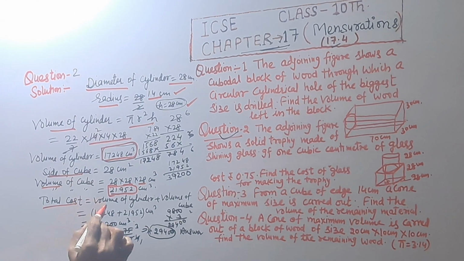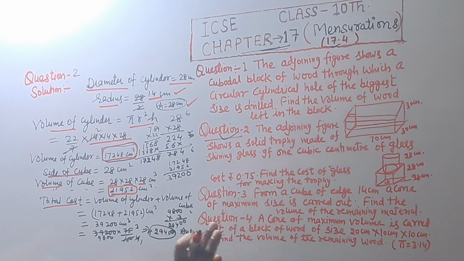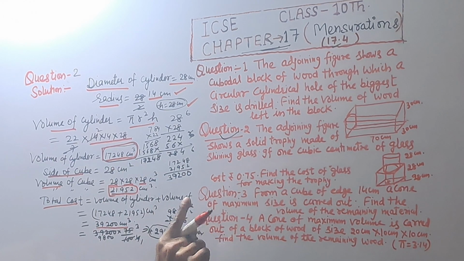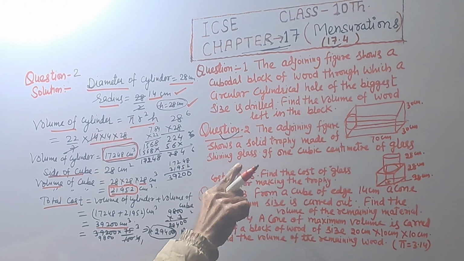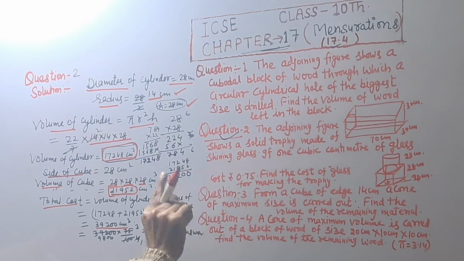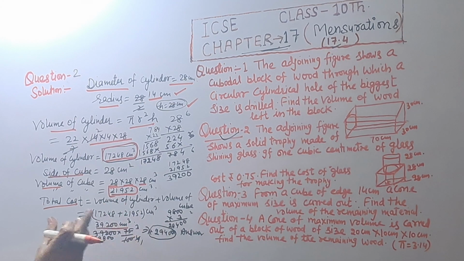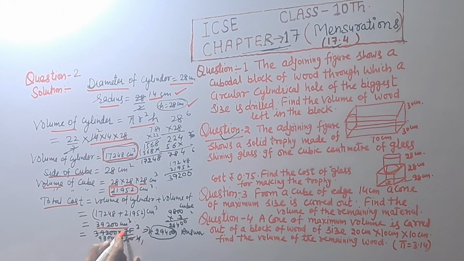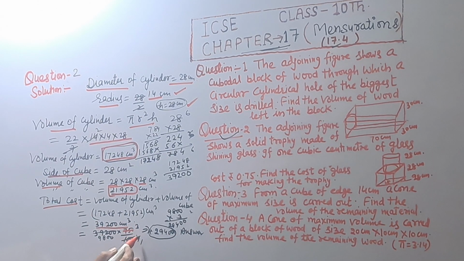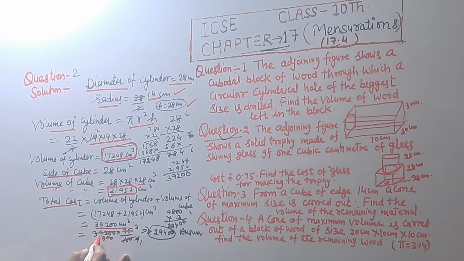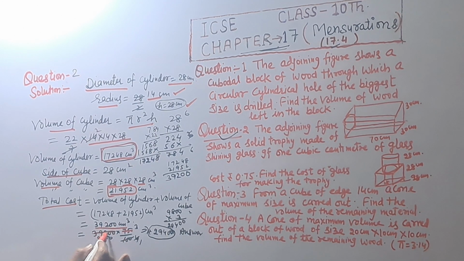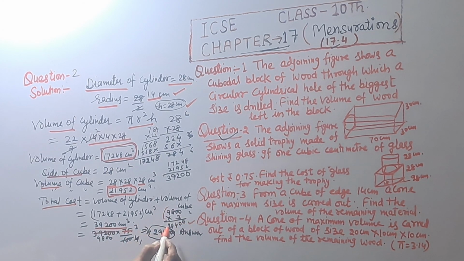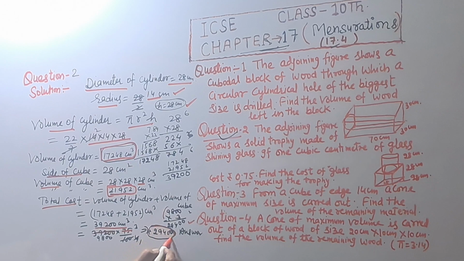Total cost is equal to volume of cylinder plus volume of cube, and we get 39,200 centimeter cube, and cost of one cubic centimeter glass is rupees 0.75. So total cost is equal to 39,200 into 75 upon 100, which is divisible by 25: 25 3s are 75 and 25 4s are 100, 4 1s are 4, and 9800 4s are 39,200. So 9800 into 3, we get 29,400 rupees. Answer.